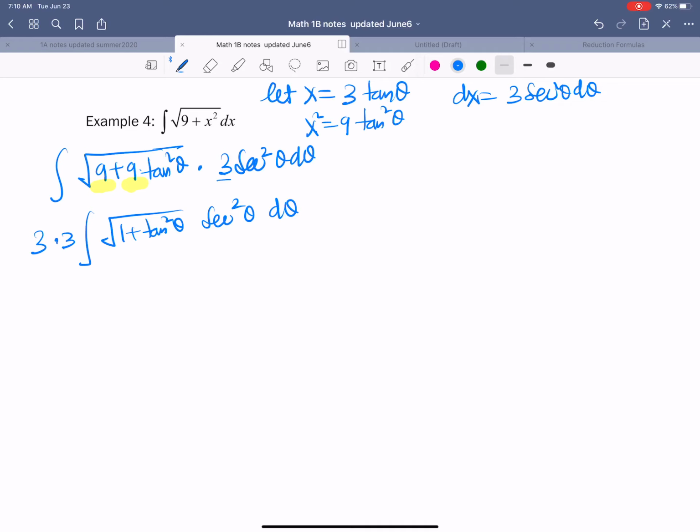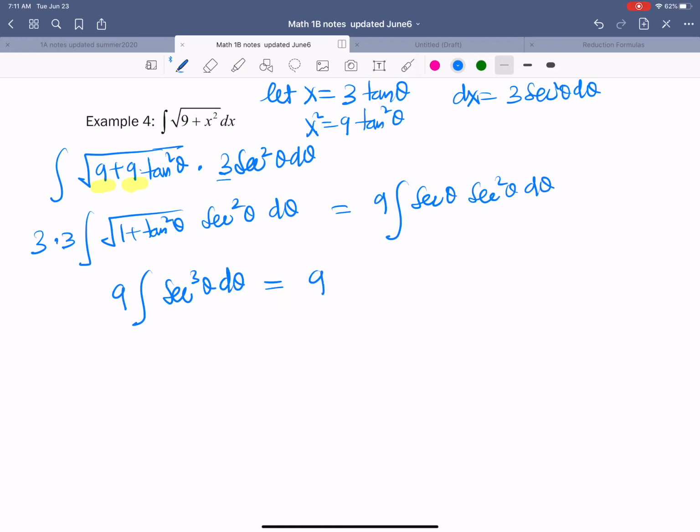What is the square root of 1 plus tan squared theta? We have looked at it in the past. 1 plus tan squared theta is secant squared theta, and when I do the square root, it would be just secant theta, secant squared theta d theta. Okay, our famous integral of secant cubed theta looks like it's coming up over here, so this turns out to be 9 secant cubed theta d theta.